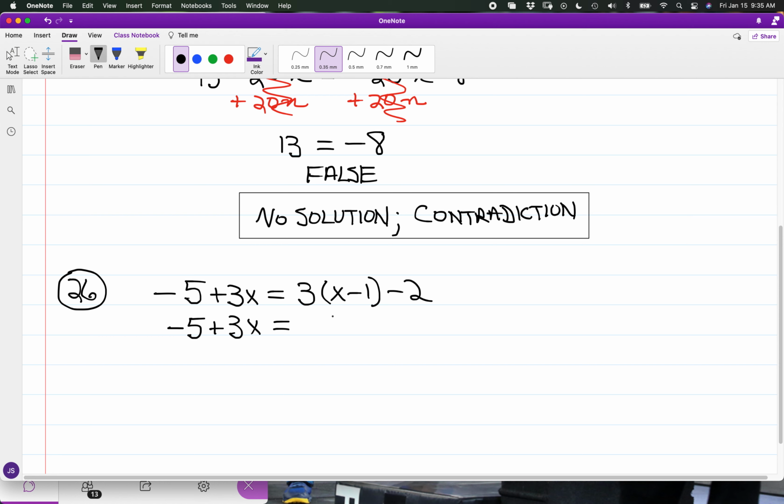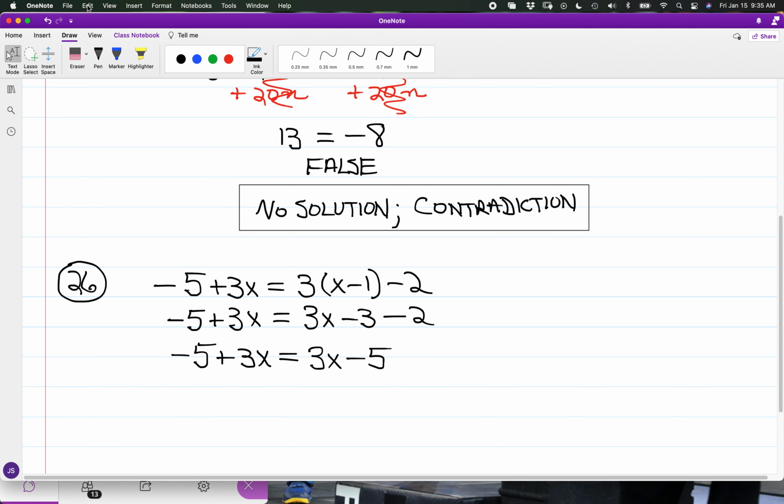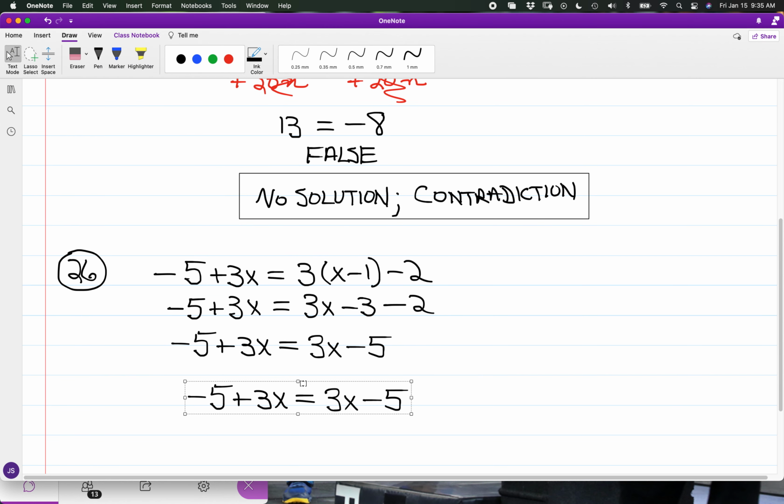But now for what we have on the right, we have parentheses to remove, so we have the distribution of 3 over the difference between x and 1. So we have 3x minus 3, followed by the subtraction of 2. So now we have negative 5 plus 3x is equal to 3x, and negative 3 minus 2, so this will become negative 5. And once again, we have two sets of like terms on opposite sides of the equation.